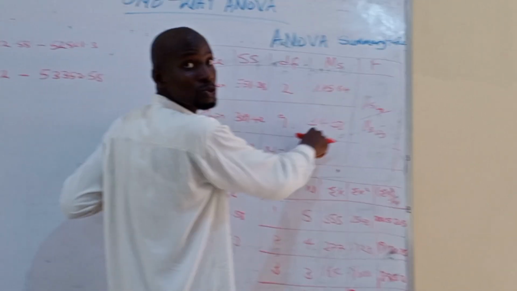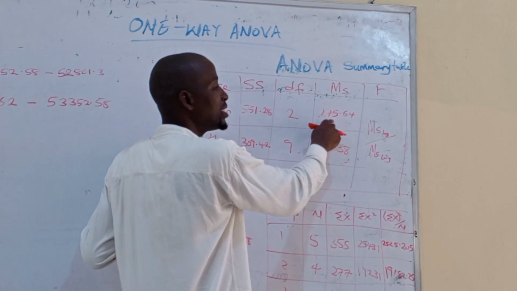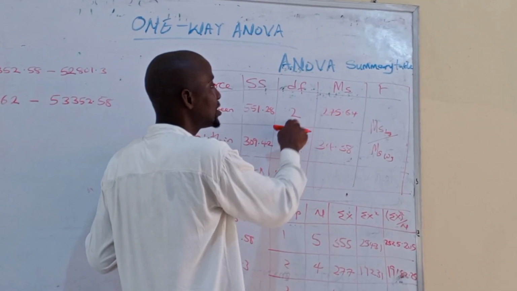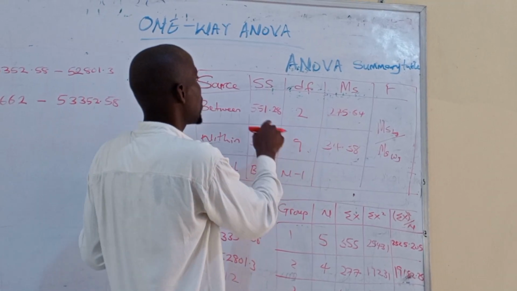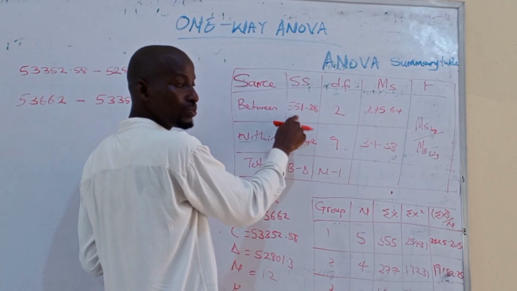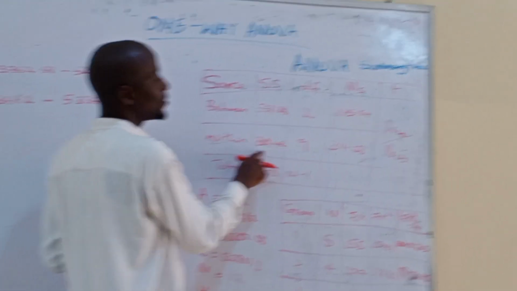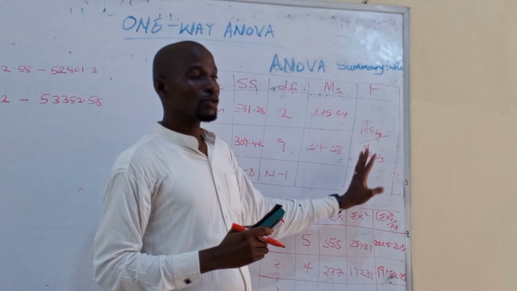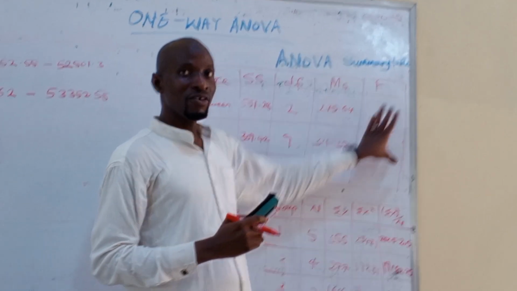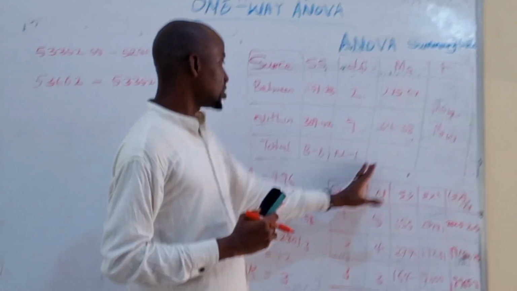This is what we call mean of square within group. Mean of square between group. Degree of freedom between group. Degree of freedom within group. Sum of square between group. Sum of square within group. Now somebody will say the next step is just to find our F ratio. But before we go there, let us just do this.